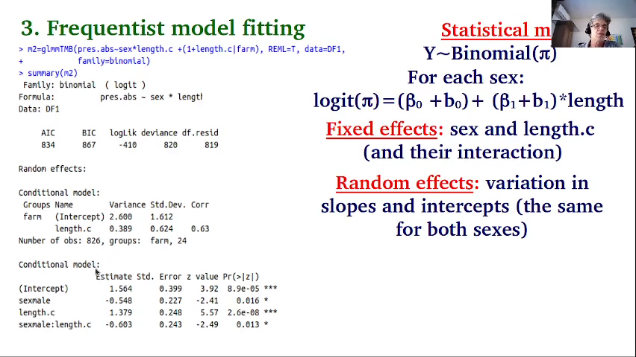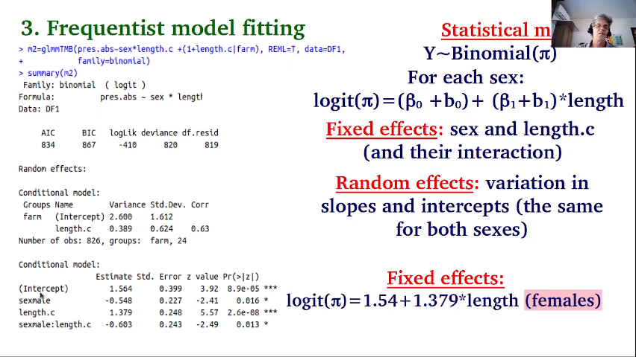So here in what is called the conditional model, we have the intercept. Sex is a categorical explanatory variable. Male here indicates that female is the sex of reference, and so the intercept here corresponds to the intercept for the reference sex, the females, and 1.39 corresponds to the slope in the space of the log-link function for the females.